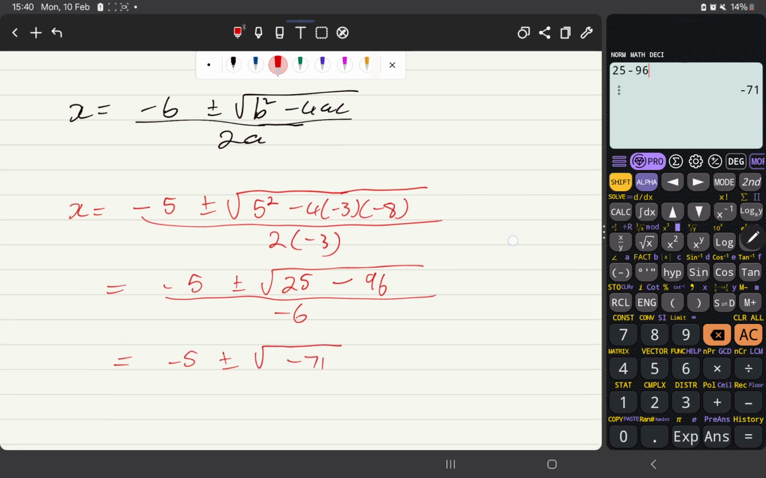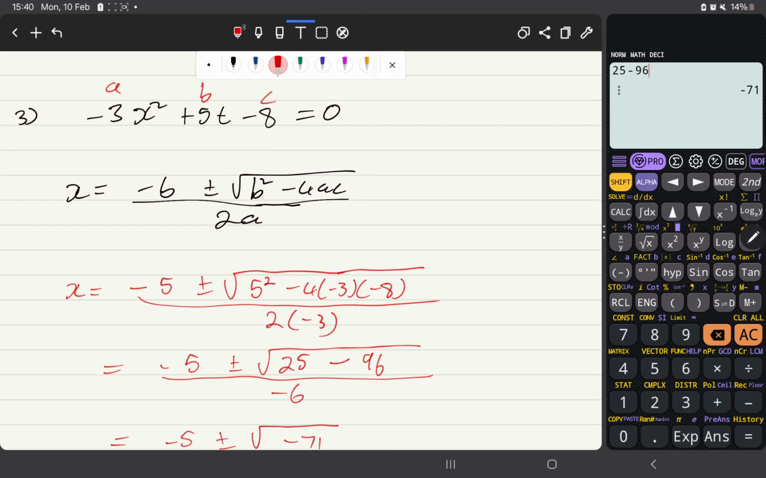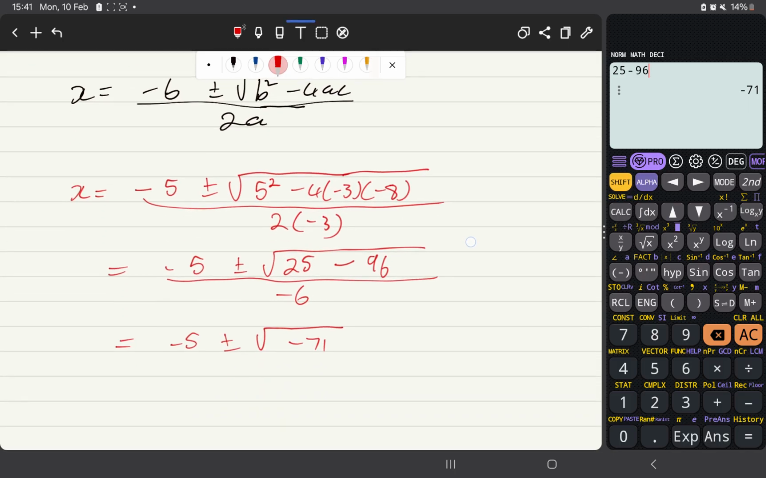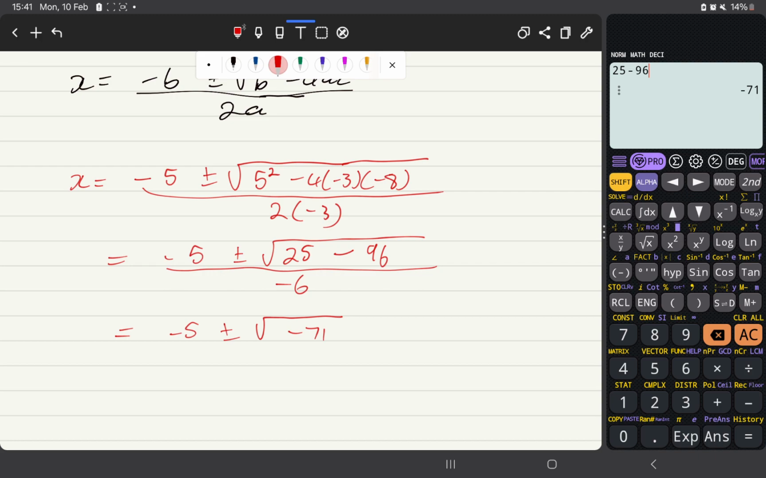Just want to check something. The problem is fine. It's 5, it's 8. So b, yes, 5 squared is 25. It's 4ac, which they all happen to be positive. Cool. So yeah, okay, cool stuff.